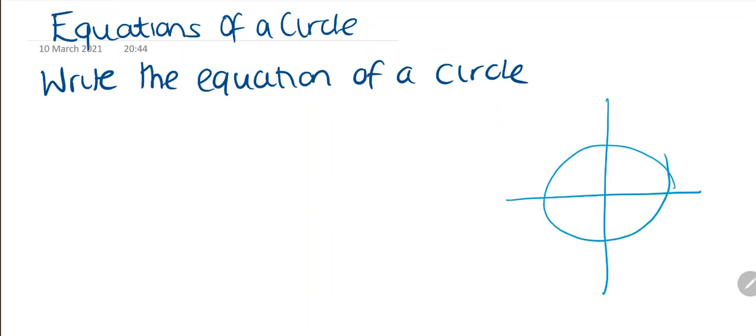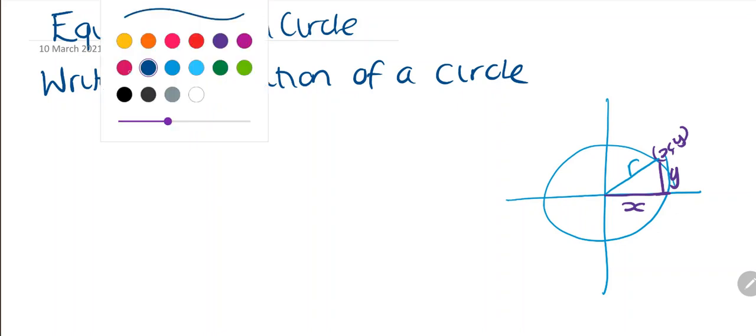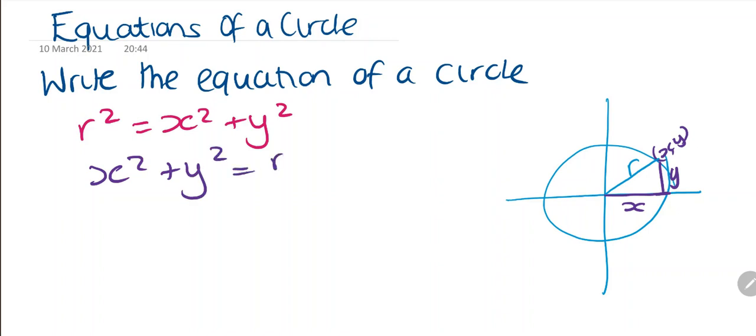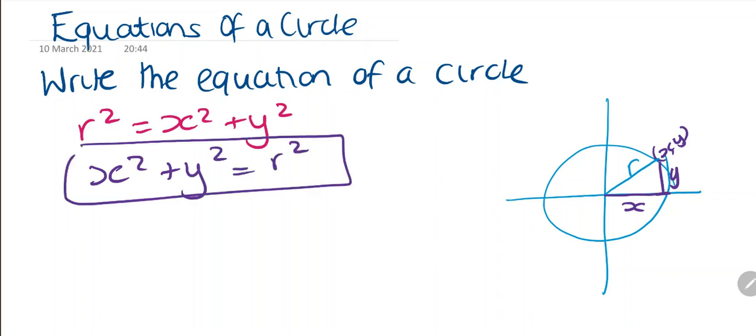on the x-axis, this here, and then this is our y-axis. So this is our point xy on our axis. And then this here is our radius of a circle. So using Pythagoras, we have r squared is equal to x squared plus y squared. And we normally write it as x squared plus y squared is equal to r squared. So we write it this way round.